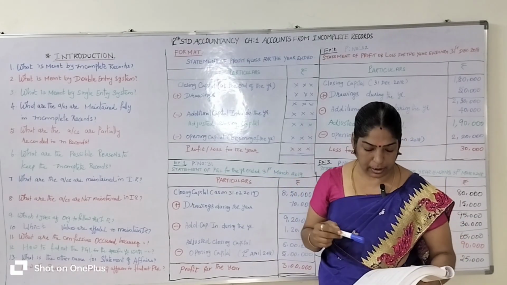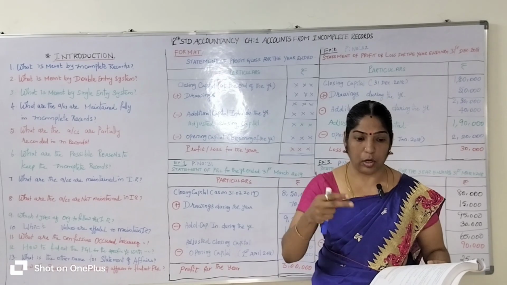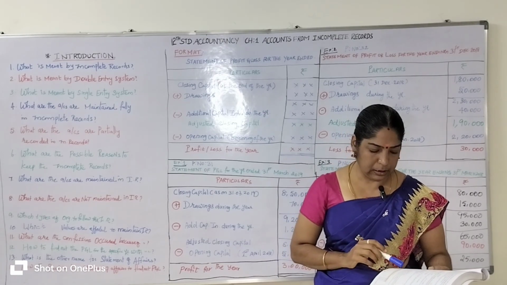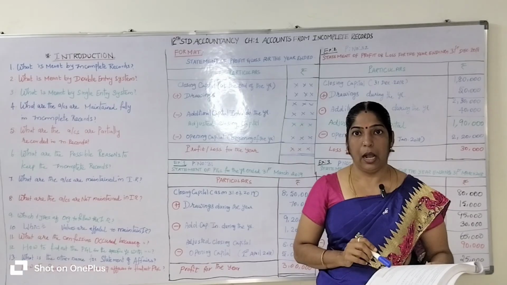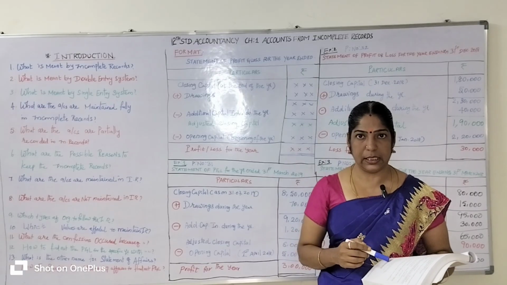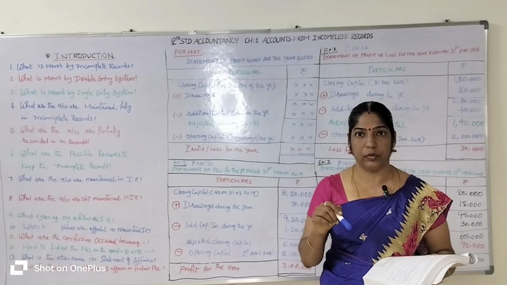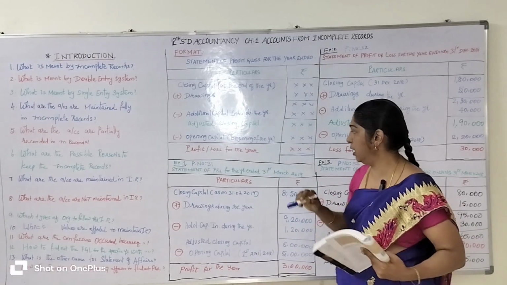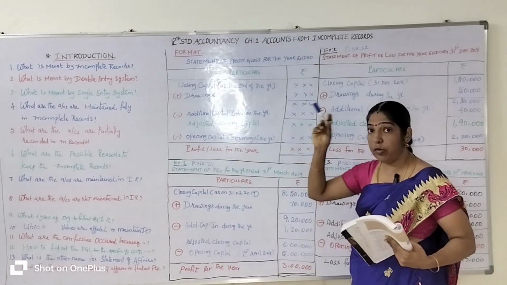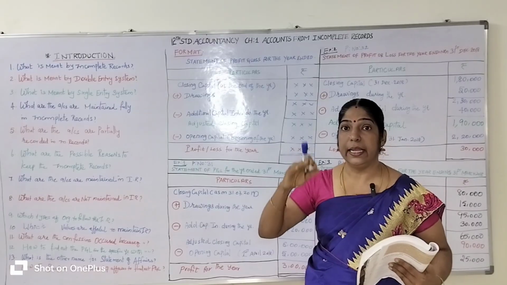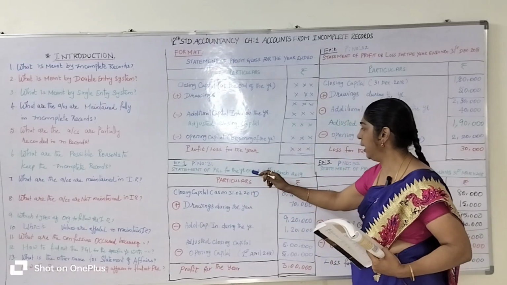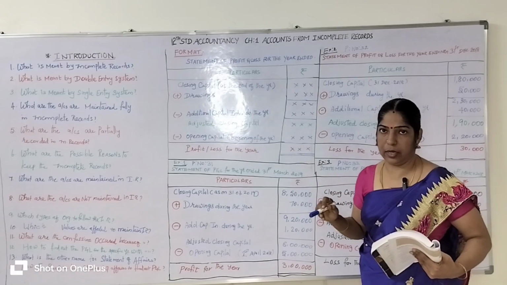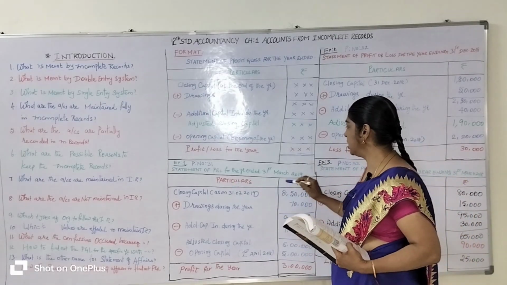How can you find out the end of the accounting period? There are 2 accounting periods given here: 1st April 2018 and 31st March 2019. Among these, which is the end of the accounting year? 31st March 2019 is the end of the accounting year. So always you are going to write the end of the accounting year in the heading. So 31st March 2019, entered. Okay, so particulars, rupees, this is the format.